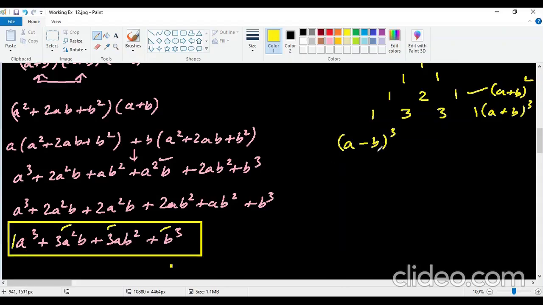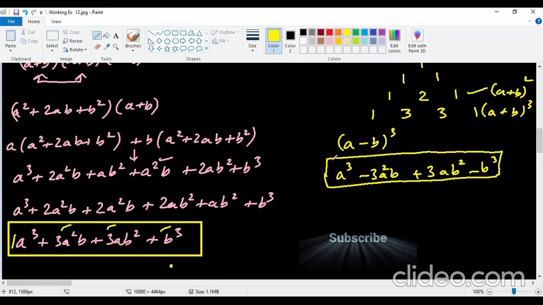So what you'll do is you write a cube and you write 3ab, 3ab, and 3ab once again, and you write b cube. Now here a is a cube, here you make square, and here you make 1. Here b is 1 and b is 2 here. And now if this is a plus sign, that we don't write here, so you put a negative here and positive and negative. One positive and one negative. So this is going to give you a minus b whole cube formula.